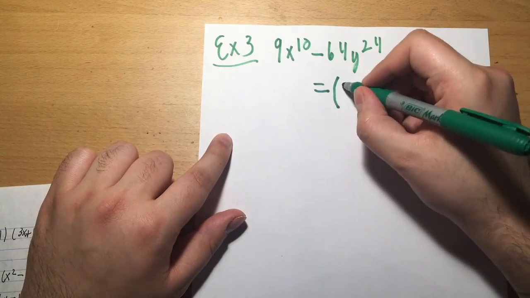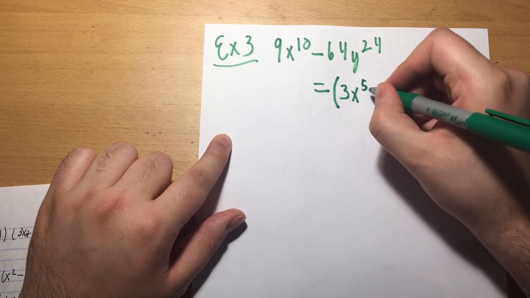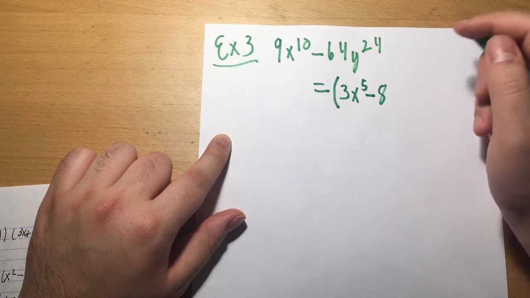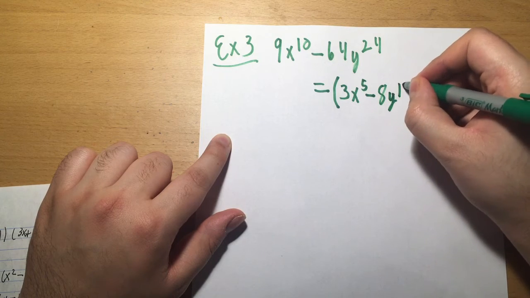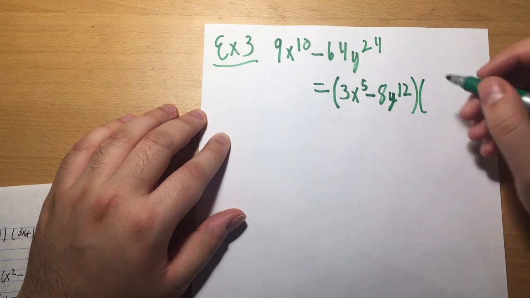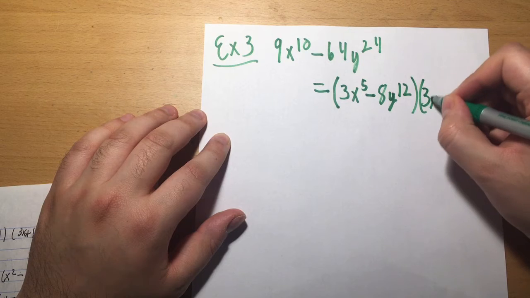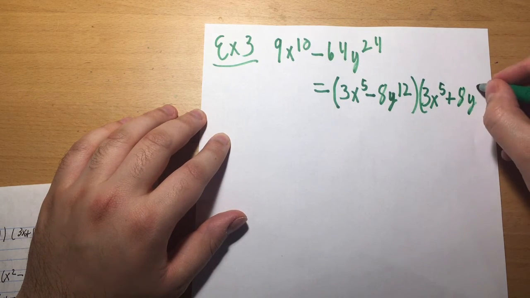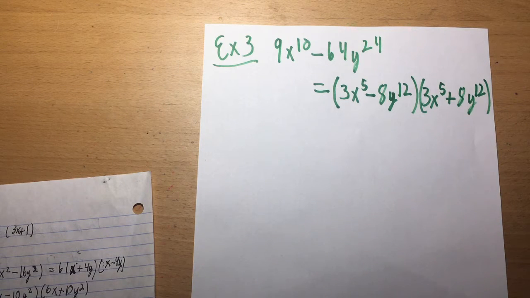So square root of 9, 3, square root of x to the 10th is x to the 5th, minus square root of 64, it's 8. Square root of y to the 24th is simply y to the 12th. And I know the next thing will be just using the same numbers with an addition sign instead of a subtraction. So 3x to the 5th plus 8y to the 12th. All right, hopefully this is getting a lot easier.